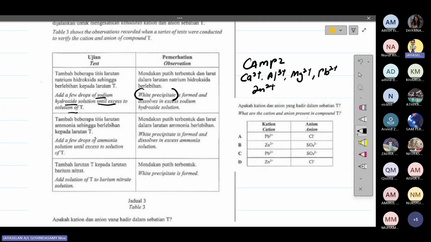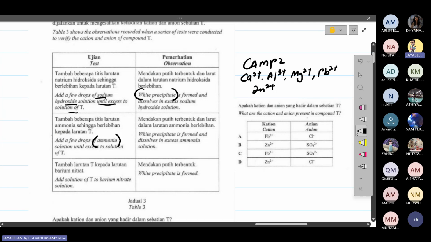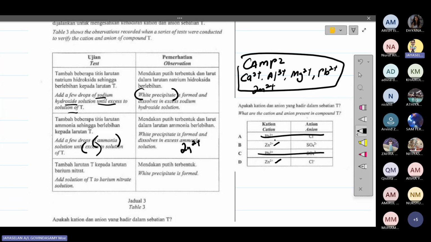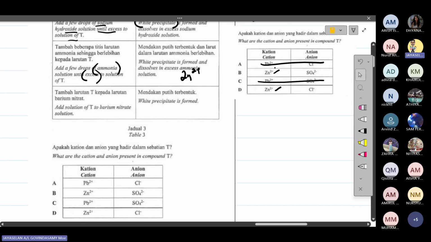Next one. Among the 5 ions, only one ion will dissolve in excess ammonia solution, which is zinc ion. That means here you already know zinc ion. So erase all these. Any question? No question. Now we go for the next one.